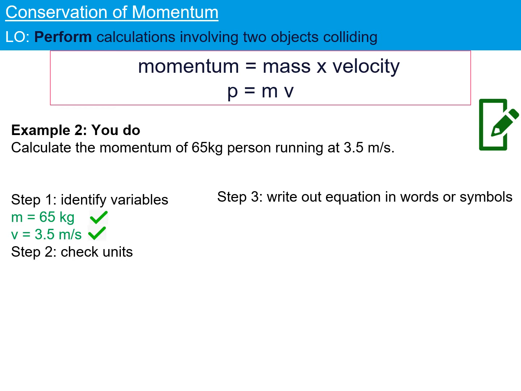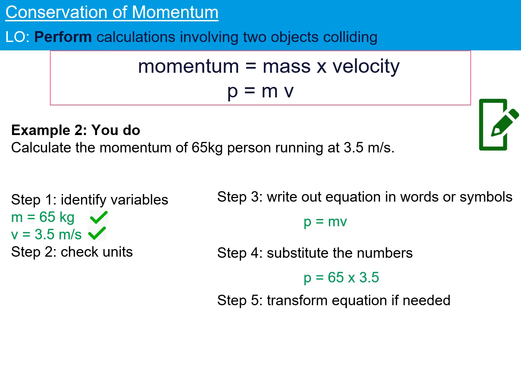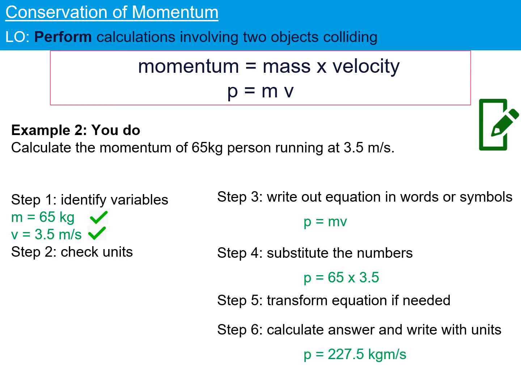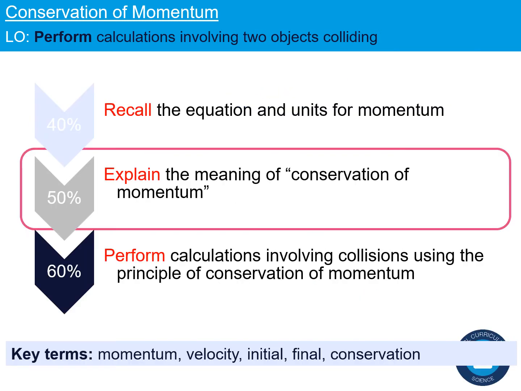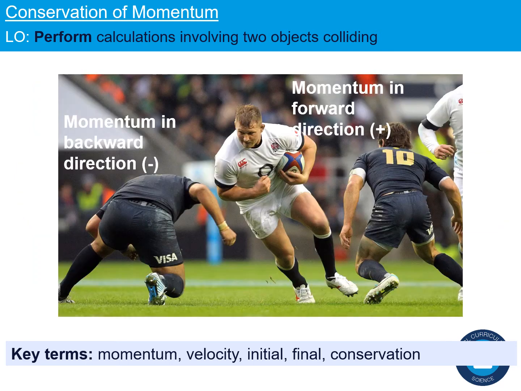We then write out the equation in words or symbols, so you should have written down P equals mv. We then substitute in the numbers, so we should have written 65 times 3.5. We don't need to transform the equation, we just need to write our answer with units, so we should have got 227.5 and the units as kilograms meters per second. We have recalled the equation and units for momentum. We are now going to explain the meaning of conservation of momentum.